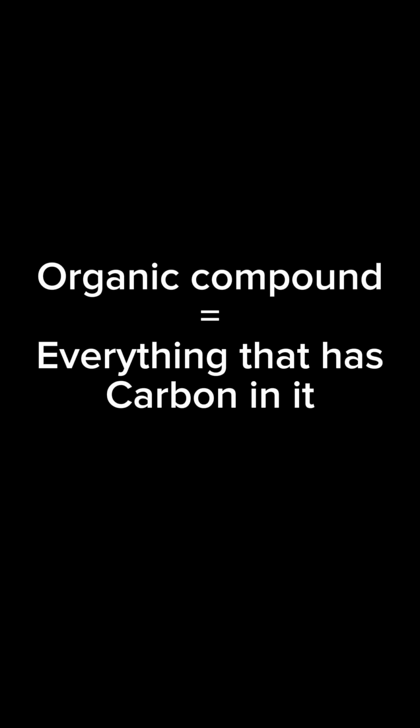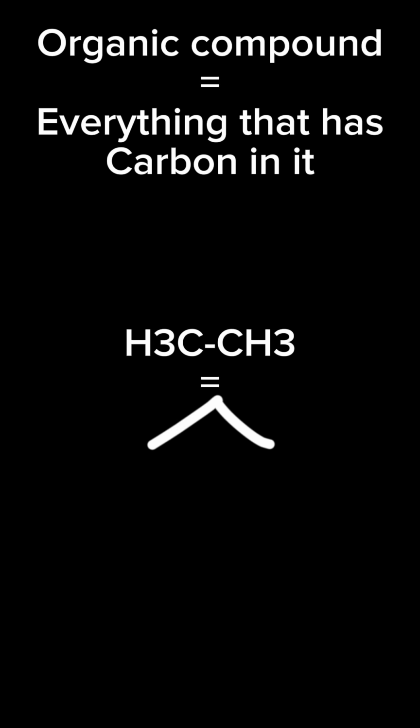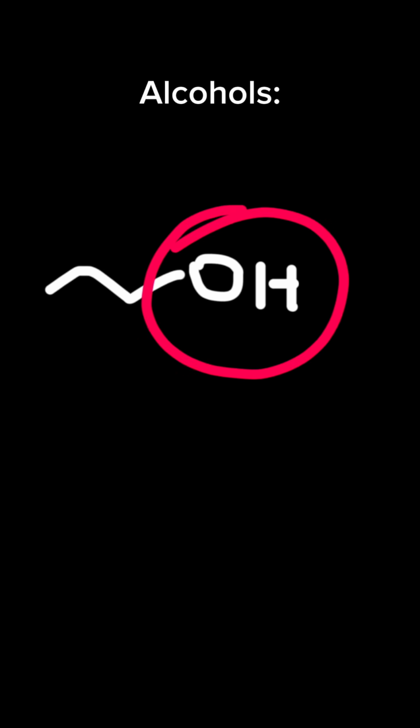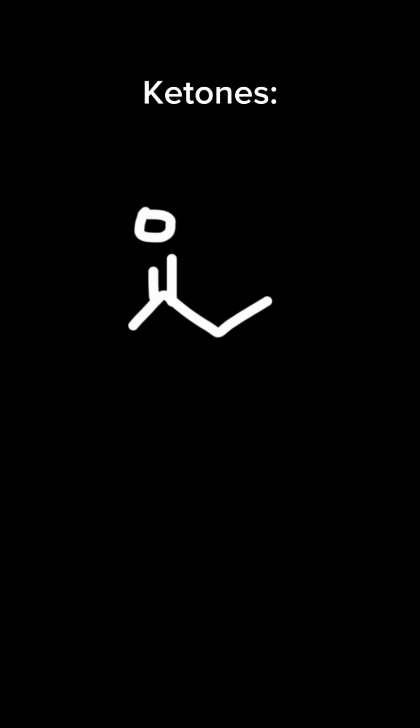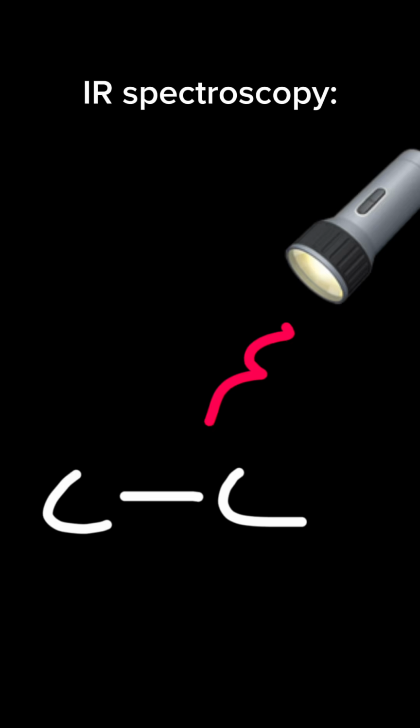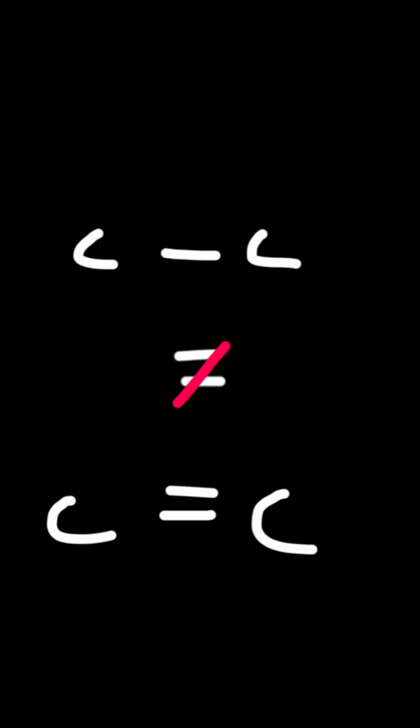Every organic compound is made up of different functional groups. Think of a functional group as the building blocks that determine how a molecule behaves. For example, alcohols have an OH group, ketones have a carbonyl group, and alkanes have an alkyl group. IR spectroscopy works by shining infrared light onto the molecule. If the light has just the right amount of energy, a bond absorbs it and starts vibrating. Different bonds vibrate at different energies.